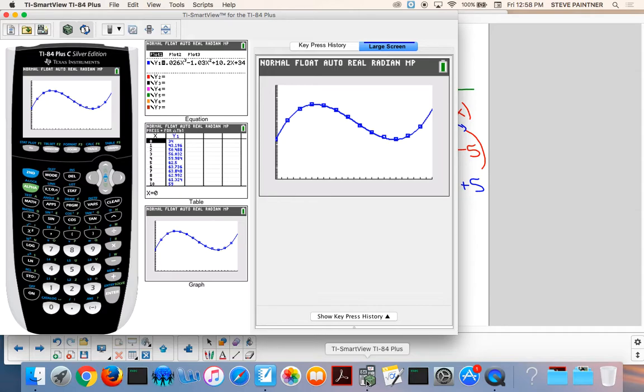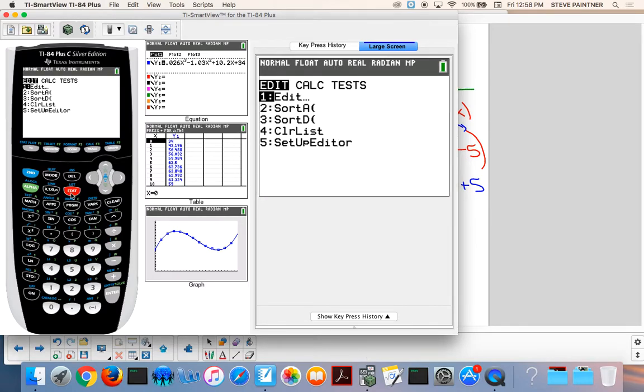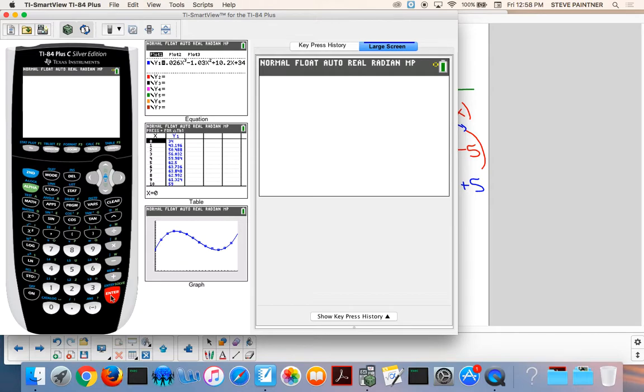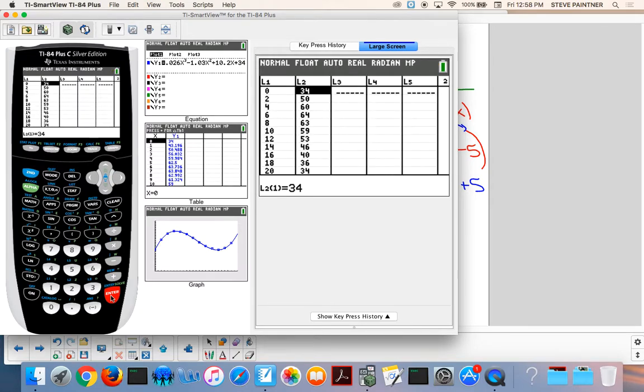Okay, here's what it is. It's stat. Go to stat because you're going to enter data and you want to edit. You want to edit the data right here, number 1. So hit enter. Okay. There it is. Now, this is the bad part.